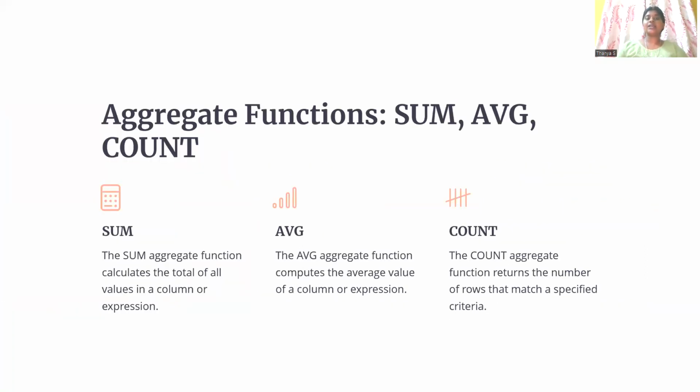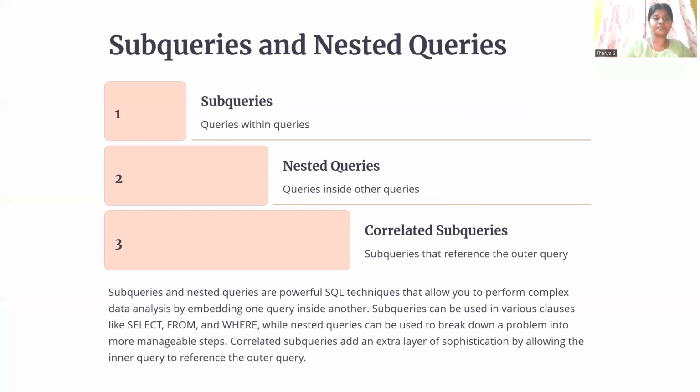Next is aggregate functions, which are sum, average, and count. The sum aggregate function calculates the total of all values in a column or an expression. The average aggregate function computes the average value of the column or expression. The count aggregate function returns the number of rows that match a specified criteria.